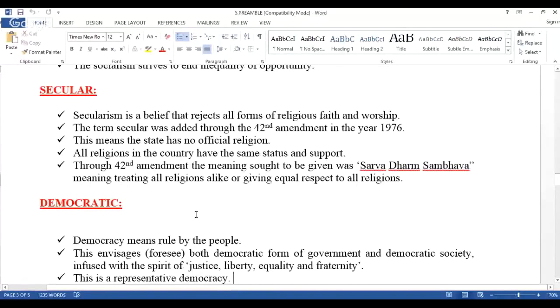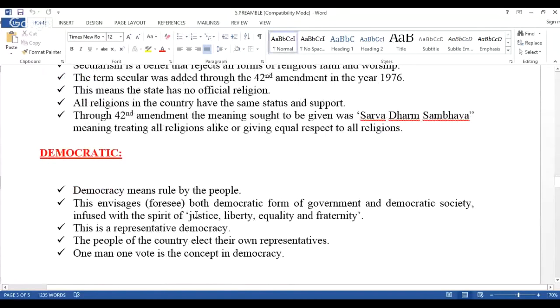Next, let's go ahead. Democratic. What do you mean by democracy? Rule by the people. This envisages both a democratic form of government and a democratic society, infused with the spirit of justice, liberty, equality, and fraternity. This is the representative democracy, meaning the people of the country elect their own representatives. Here, one person has one vote in democracy.